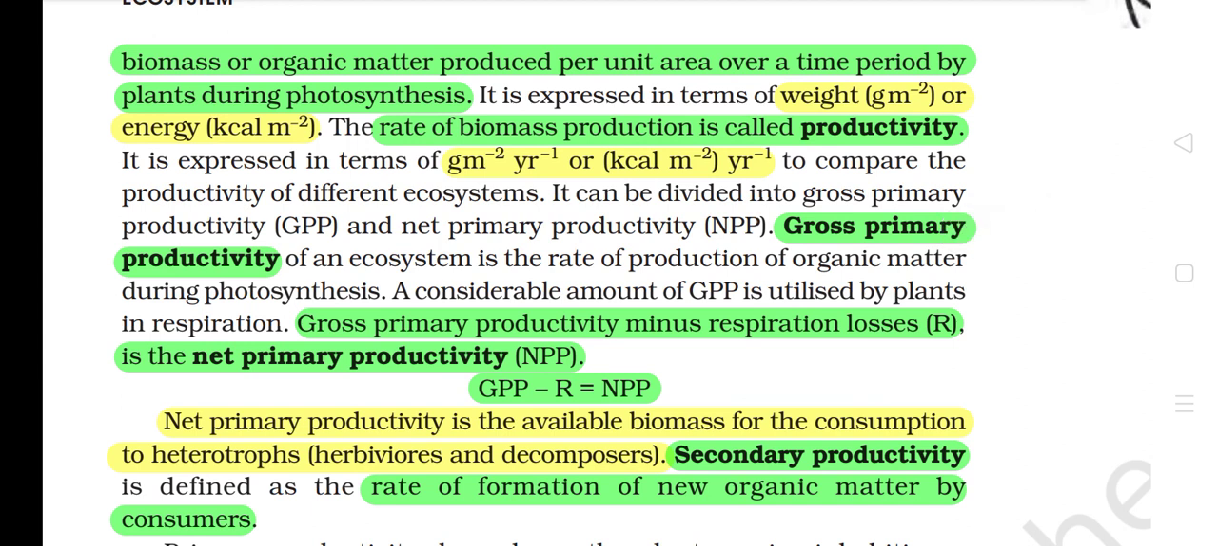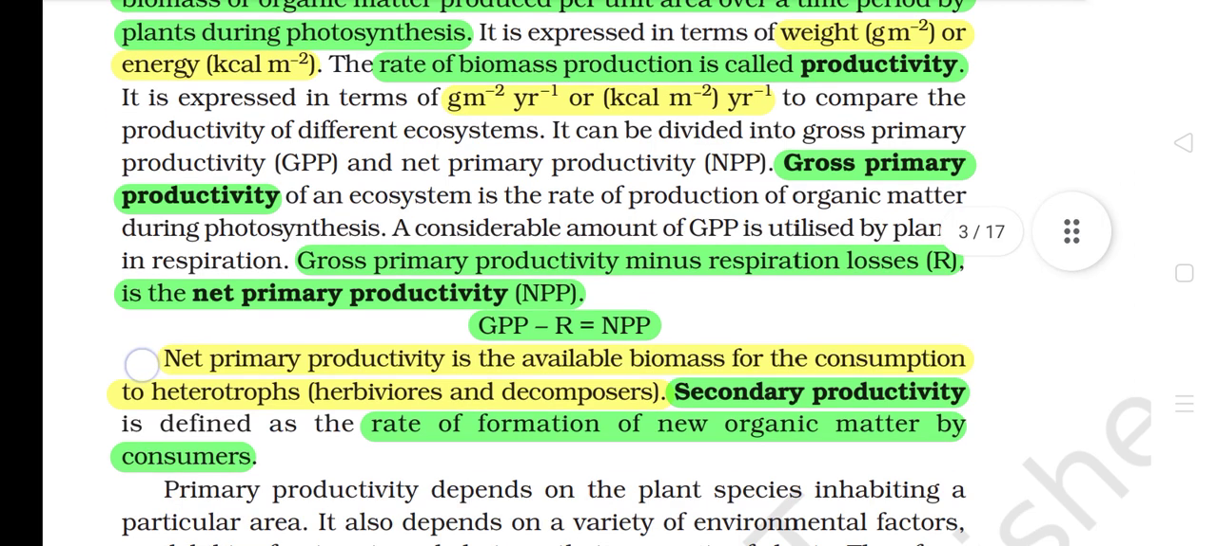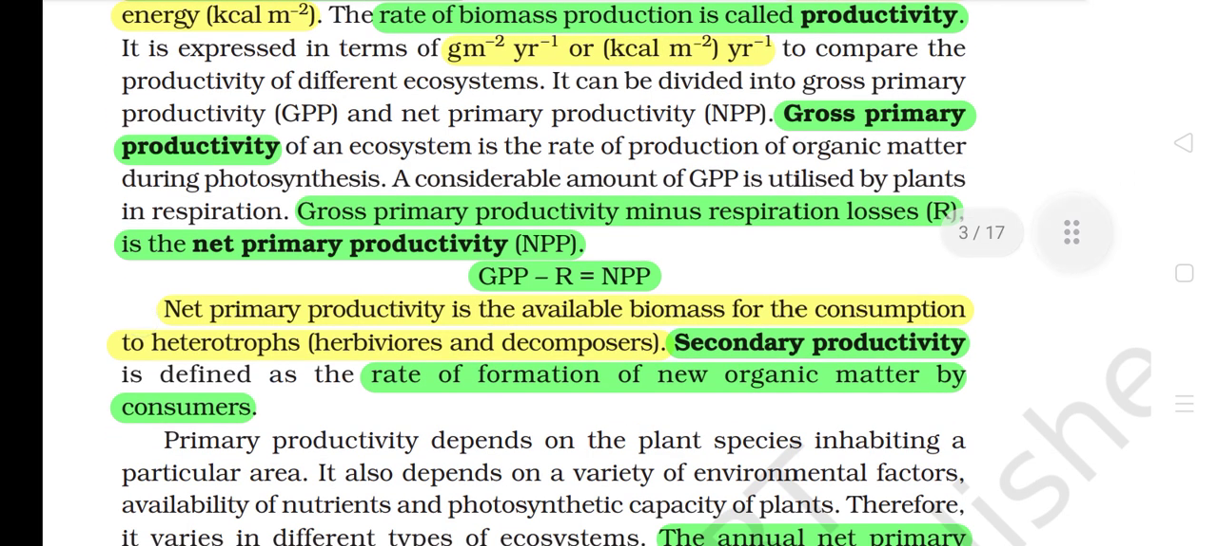It is expressed in terms of g m⁻² yr⁻¹ or kcal m⁻² yr⁻¹ to compare the productivity of different ecosystems. It can be divided into gross primary productivity (GPP) and net primary productivity (NPP). Gross primary productivity of an ecosystem is the rate of production of organic matter during photosynthesis. A considerable amount of GPP is utilized by plants in respiration.